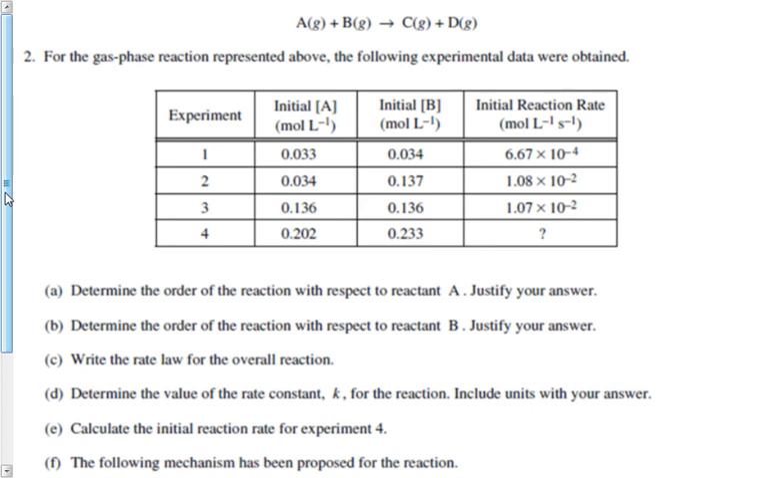So, thank you. For the gas phase reaction represented above, the following experimental data was given. A, determine the order of the reaction with respect to reactant A. Justify your answer. That means probably some sort of calculation. B, determine the order of the reaction with respect to B. Justify your answer. And C, write the rate law. I'm going to let all 3 of those happen. What are we doing in general? You need to find how the concentration affects the rate.